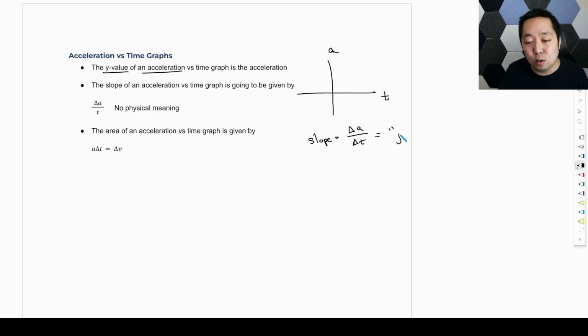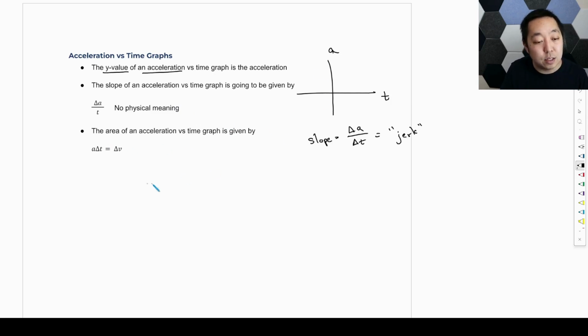This is known as the jerk, but it's not covered in AP Physics 1. So you can know that as a fact just for fun, but we don't cover it. No physical meaning. We don't handle the rate of change of the acceleration, okay? Because remember, in AP Physics 1, we mostly deal with constant acceleration.